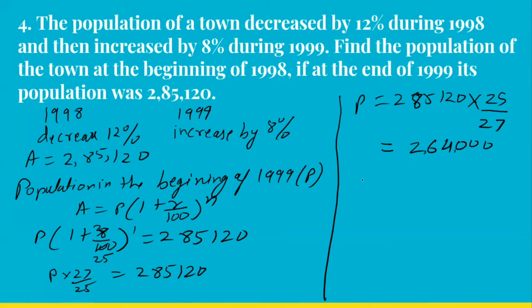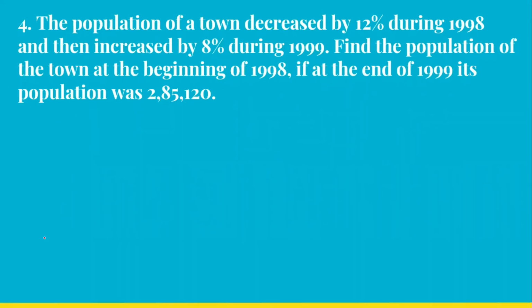So this was the population. This is the decreased population in 1998. Got it? Up to here, understood? We calculated the decreased population in 1998. So the decreased population in 1998, which we take as A, is equal to 2,64,000. Now there was a rate of depreciation. So the rate was 12% per annum depreciation and n is equal to 1.